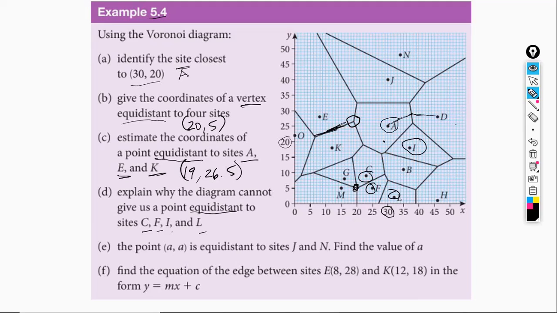Part E, point A, A is equidistant to sites J and N. Find the value of A. So A has to be equidistant to J and N, and not only that, it has to be in the form A, comma A. Okay, so let's look for sites J and N, and we can see them up here. So this is J, and this is N.